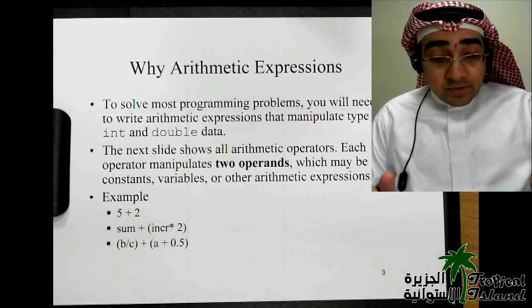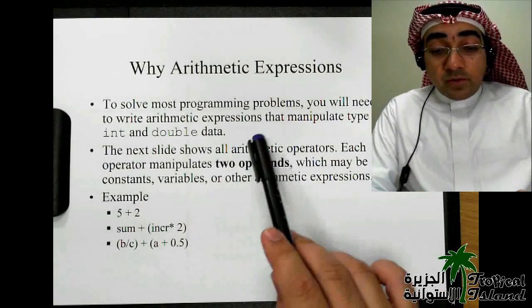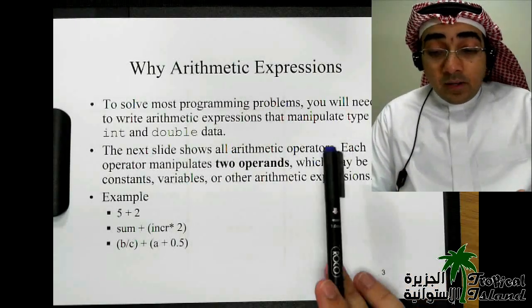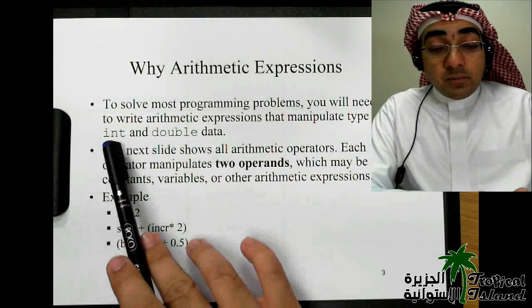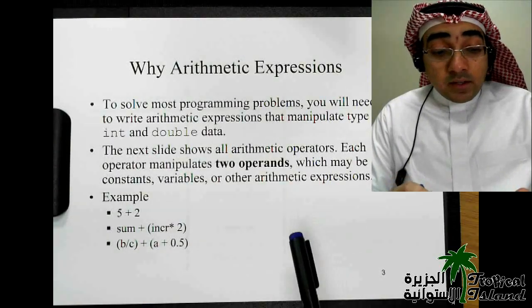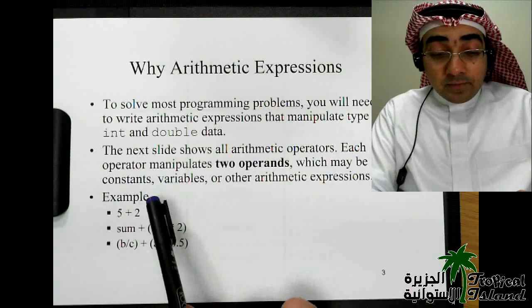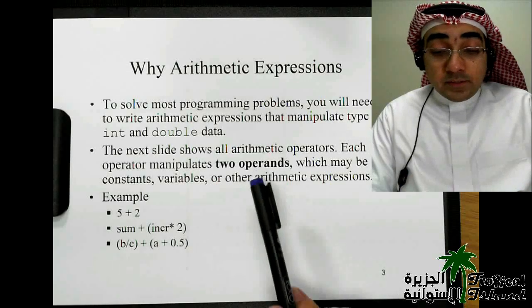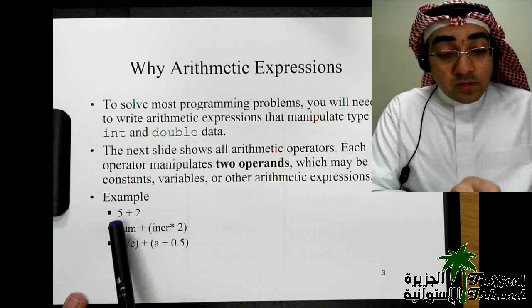So first of all, let's talk about why arithmetic operations. To solve most programming problems, you will need to write arithmetic expressions. These arithmetic expressions are used to manipulate variables such as double and integer, and the next slide shows all arithmetic operators. Each operator manipulates two operands. So there are two operands that it takes. What is an operand? It is the two things that it actually works on. This is called an operand.